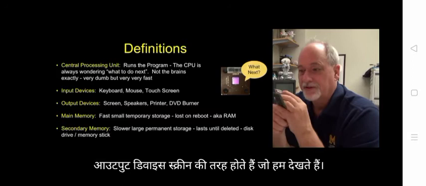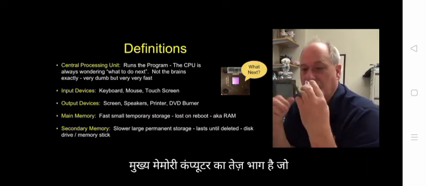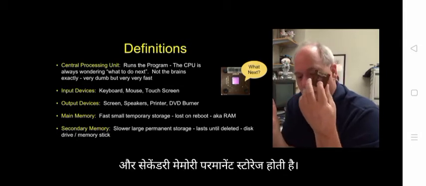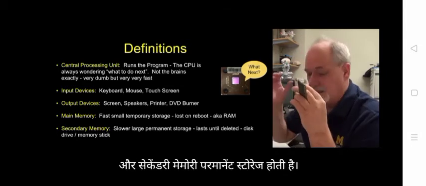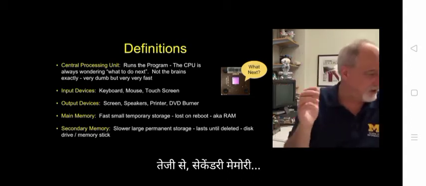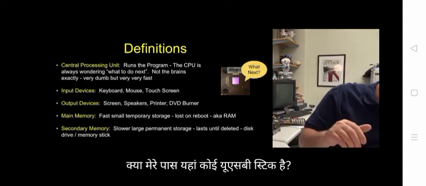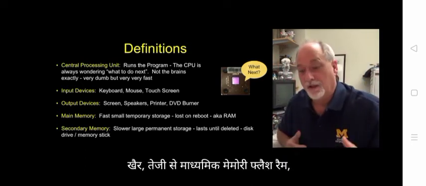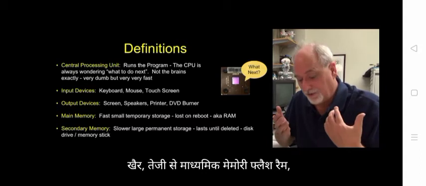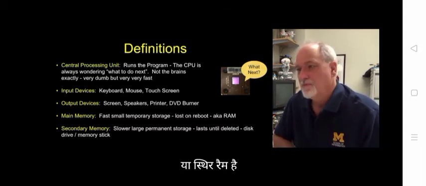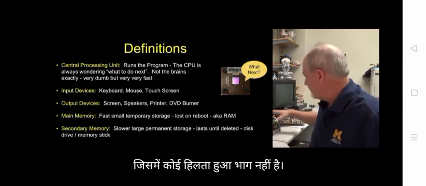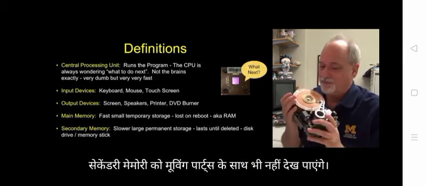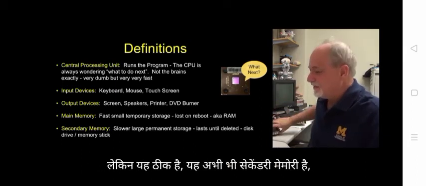The main memory is the fast part of the computer that stores all the programs, and the secondary memory is the permanent storage. Increasingly, secondary memory is flash RAM with no moving parts. In a few years, you'll not even be able to see secondary memory with moving parts. But that's okay. It's still secondary memory. It's still memory that lasts.